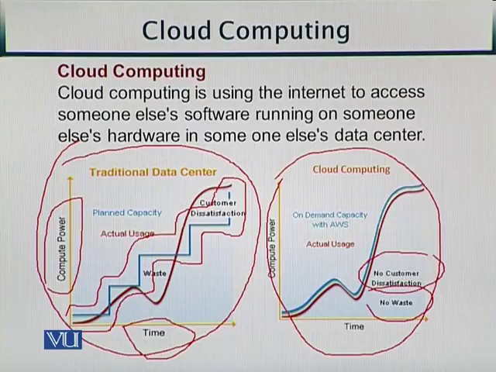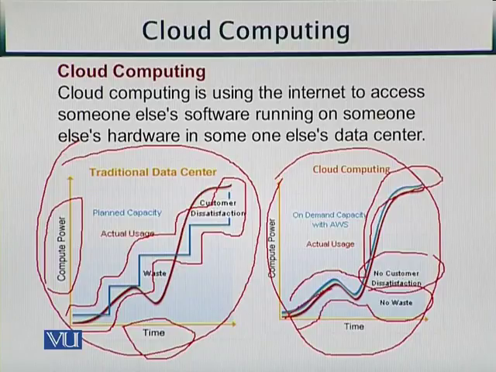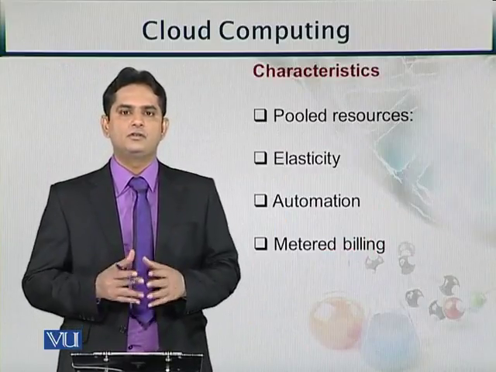This blue part is basically on demand capacity. On demand means what the user is demanding. On the other hand, this red line is basically actual usage. So we can see that in cloud computing, whatever is the demand of the user, actual usage is also the same. On the other hand, in traditional data centers, usage of the systems and demand of the user are very different. For that purpose, there is wastage of resources, and that is directly proportional to dissatisfaction of customers of a specific device.